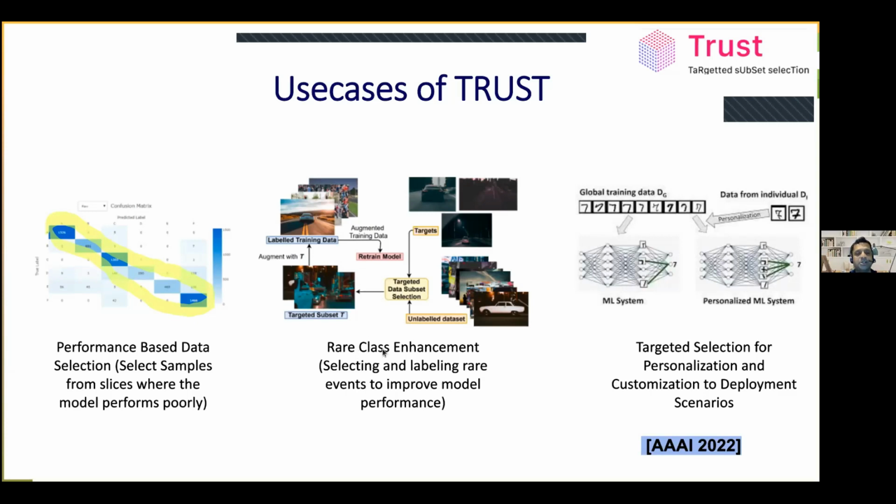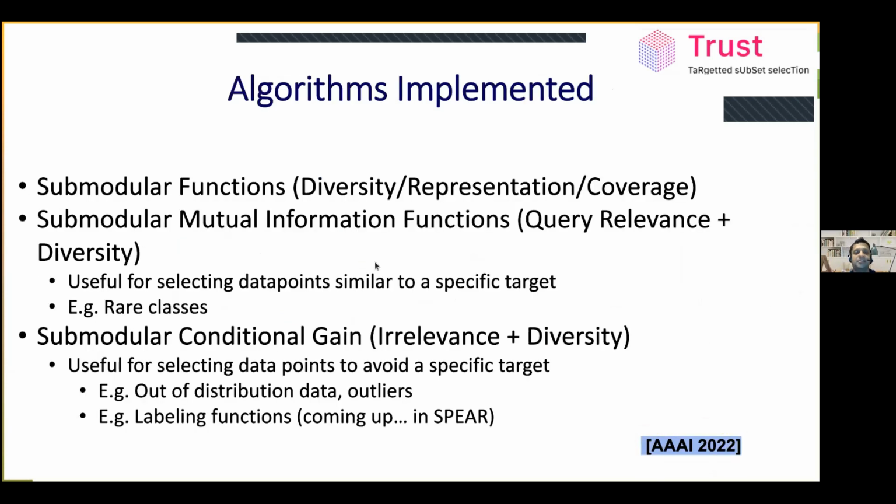As I already mentioned, you could do rare class enhancement, selecting and labeling rare events to improve the model performance, like in the case of the nighttime images. Or you might do targeted selection for personalization, such as handwriting personalization. More about that in our recent paper at AAAI 2022. But all this is available in Trust. And yes, Trust not only has the submodular functions and the MI functions, but also combinations of MI and CG functions.